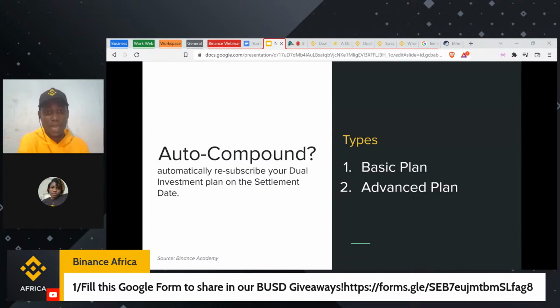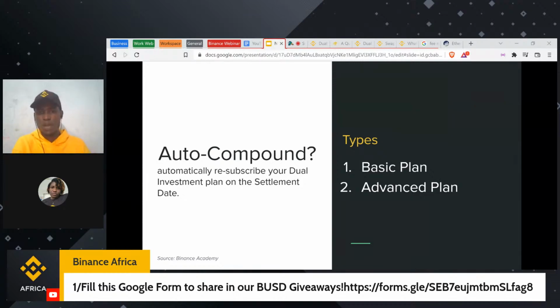But if you choose the advanced plan, if the target price is reached, the system will automatically subscribe to a new position with settlement occurring on the next available settlement date in the opposite direction. For example, you subscribe to a sell high product and the target price is reached. Auto compound will open a new buy low position. So you've sold high, and the auto compound will now use your returns from selling high to open a new buy low, to buy lower for you again. If the target price is not reached, the system will automatically subscribe to a new position with settlement occurring on the next available settlement date in the same sell direction that you have already selected. So that's what happens with auto compound.